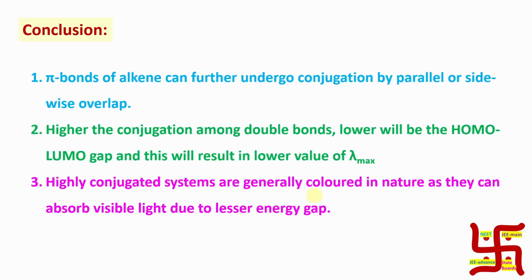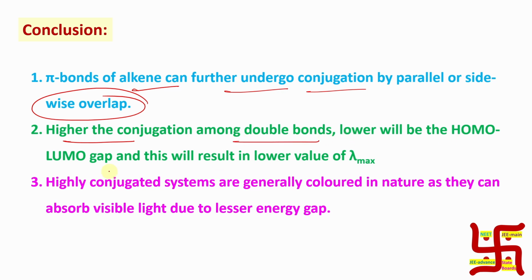Now in conclusion, what we have learned today is that pi bonds of an alkene can further undergo conjugation by parallel or sidewise overlap of the pi bonds, and higher the conjugation among the double bonds, lower will be the HOMO-LUMO energy gap, and this will result in higher value of lambda max. Next, highly conjugated systems are generally colored in nature. Why? Because the energy gap comes down, and that's why they can absorb visible light. So that's why they look colored. This is a very interesting learning. This is the overall discussion.